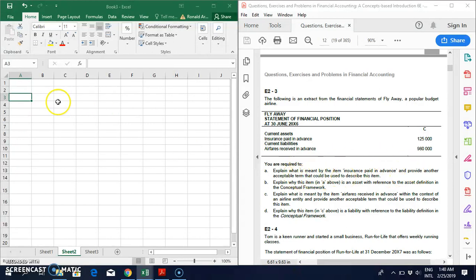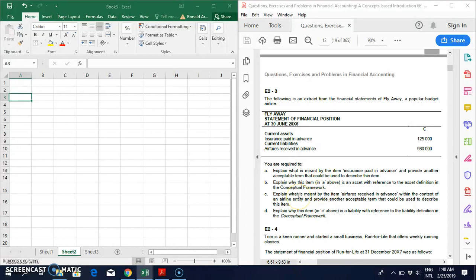You're required to explain what is meant by the item insurance paid in advance and provide another acceptable term that could be used to describe this item. So in E23, they want us to describe what insurance paid in advance is. We know it means we've paid for something but haven't received the benefit yet, so we define that as an asset to us. It means that we've paid for the insurance but they must still give us the service. Another acceptable term would be prepaid expenses or insurance asset.